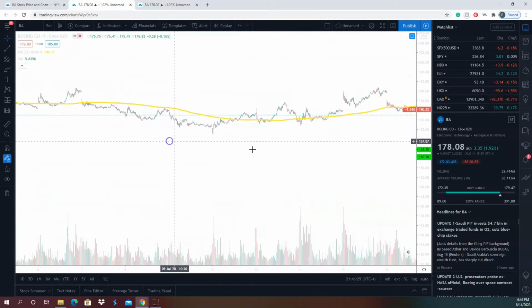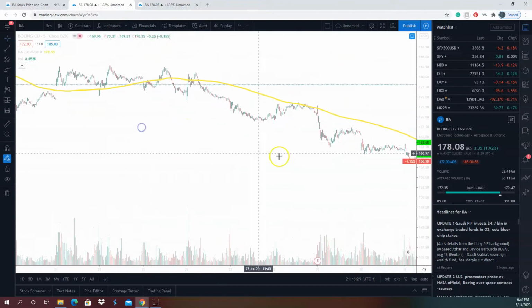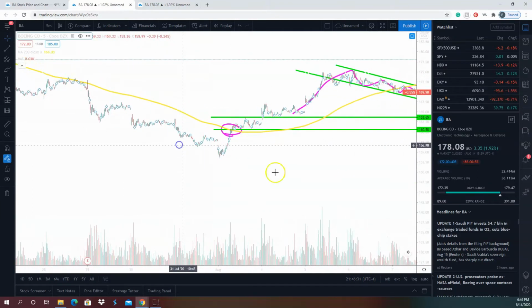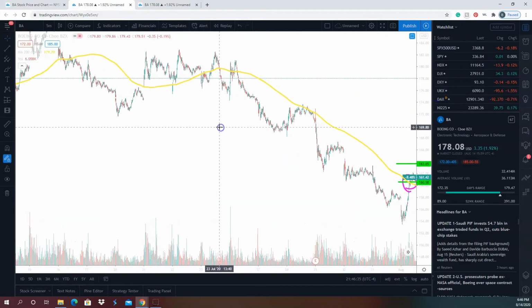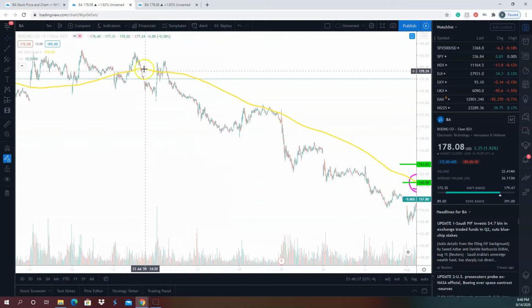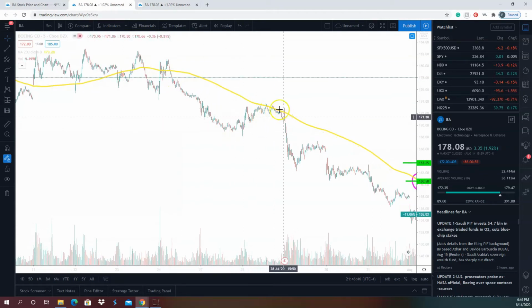So here we go. I want to teach you guys a little bit more. Right here, I even drew it out for you guys, but let's go a little bit more back. We can see that Boeing has been using the 200-day moving average as support and resistance. Here, it breaks, rejects it, comes all the way back down. Here, it rejects, and what happens next? It rejects it. Here's a good time for puts.